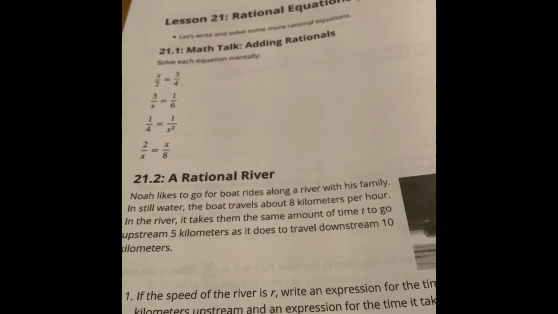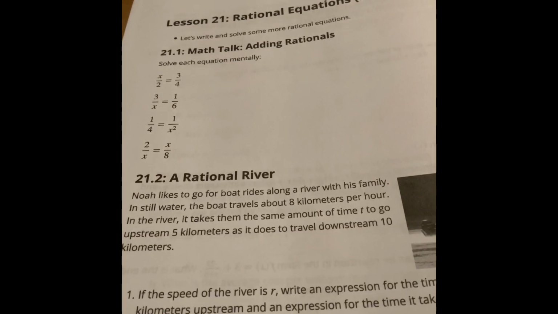All right, this is lesson 21 in topic 2 of IM Algebra 2. This is still rational equations. This is going to be part 2. So they do want you to solve each equation mentally. I'm okay if you don't, because this is the idea of cross multiplication.